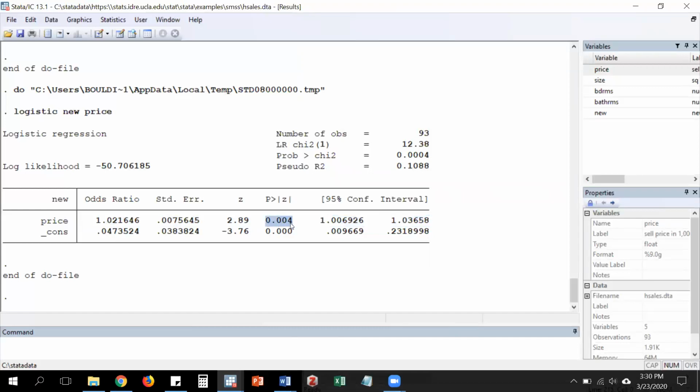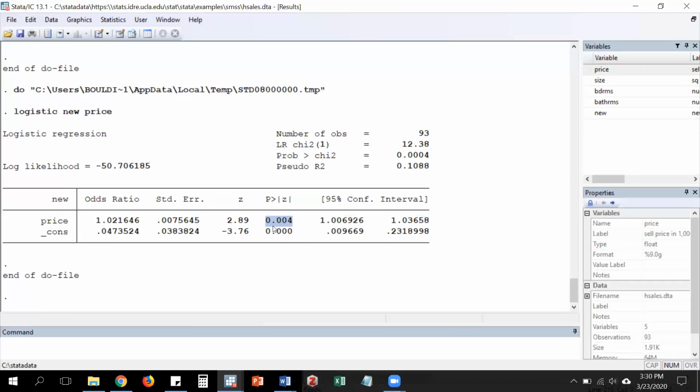Now our column is that P is greater than the absolute value of Z rather than T. We're looking at T statistics above in the linear regression models. Here we're looking at Z-score based statistics for logistic models, but our p-value is 0.004, so clearly less than 0.05. So we do indeed reject the null hypothesis.